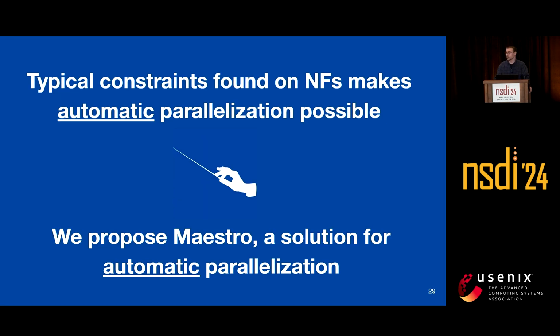We argue that parallelization should not be done manually. Exactly because we're dealing with a very constrained domain, the NF domain, the typical constraints found on network functions are exactly what makes them amenable to parallelization, specifically automatic parallelization. So in this slide, we propose Maestro, a solution for automatic parallelization.